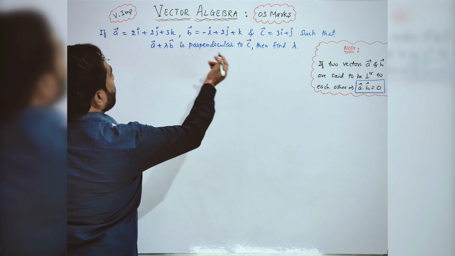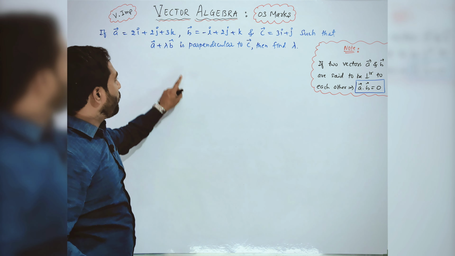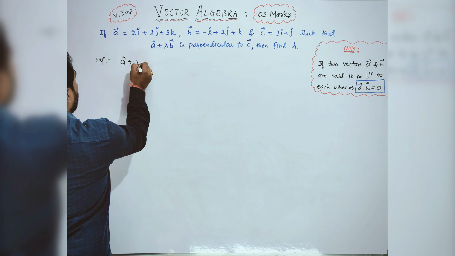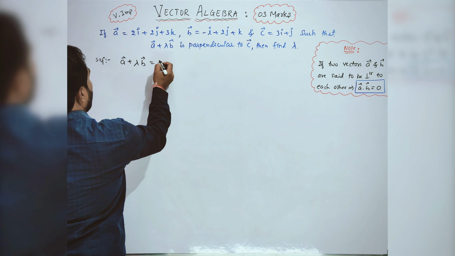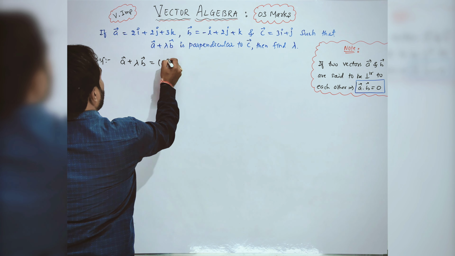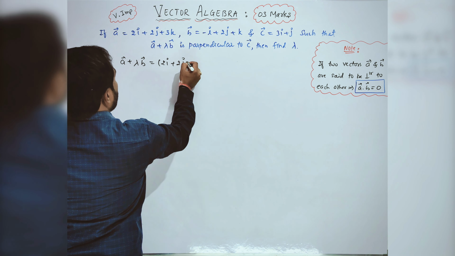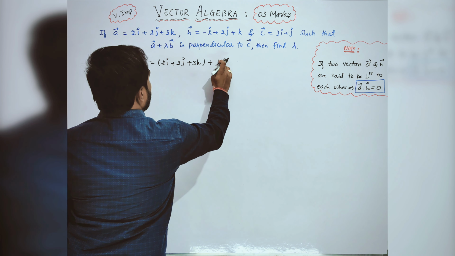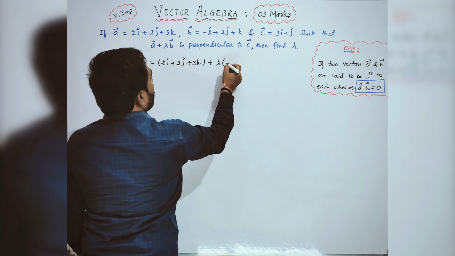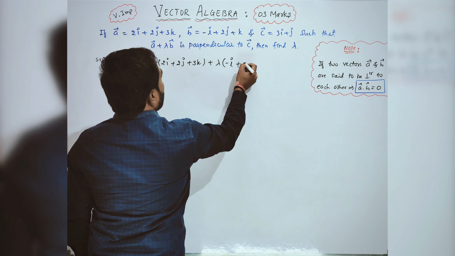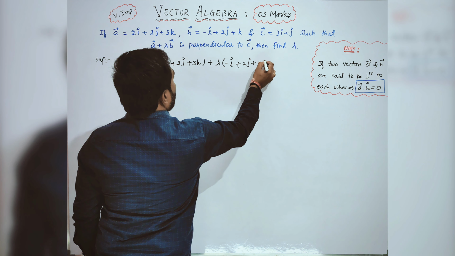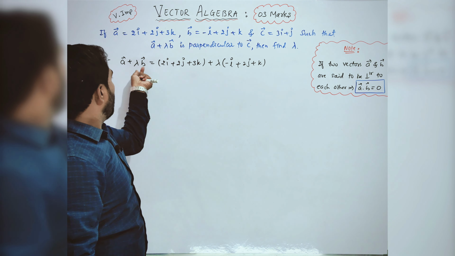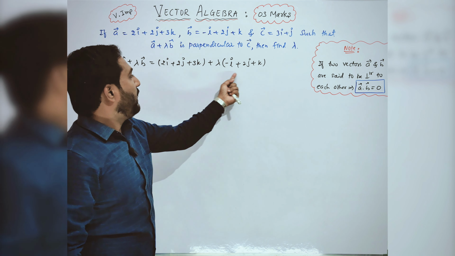So these three are given already. First, what we need to find out? We need to find out A plus lambda B first. Let us see. Vector A plus lambda B, in the sense, vector A is this one. We'll take 2i plus 2j plus 3k plus lambda as it is, and B is this one, minus i plus 2j plus k, isn't it? So lambda constant as it is and vector B in multiplication.